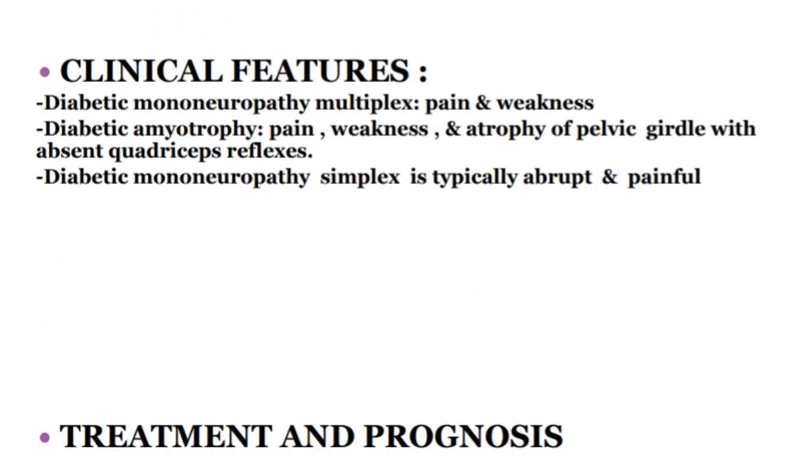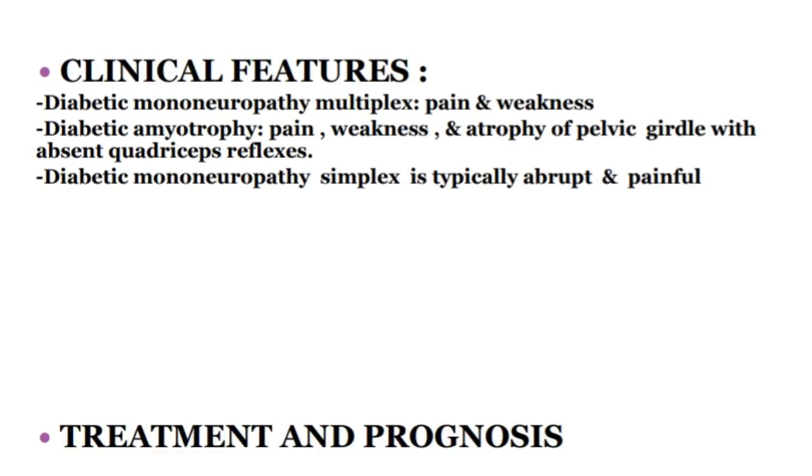Diabetic mononeuropathy multiplex is usually characterized by pain, weakness, and often has a vascular basis. The clinical deficit will depend on the nerves that are affected. While diabetic amyotrophy is due to radiculoplexopathy, polyradiculopathy, or polyradiculoneuropathy, characterized by pain, weakness, and atrophy of pelvic girdle and thigh muscles, which is typical, with absent quadriceps reflexes and little sensory loss. Diabetic mononeuropathy simplex is typically abrupt in onset and is often painful. CSF examination usually reveals protein, which is typically increased in diabetic polyneuropathy and mononeuropathy multiplex.